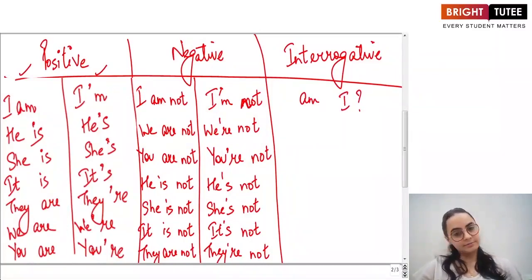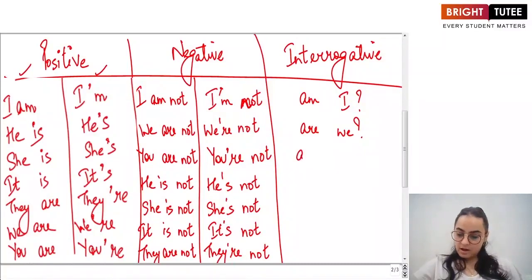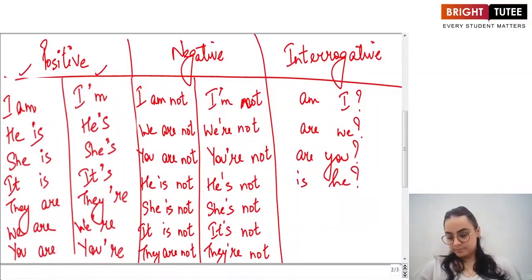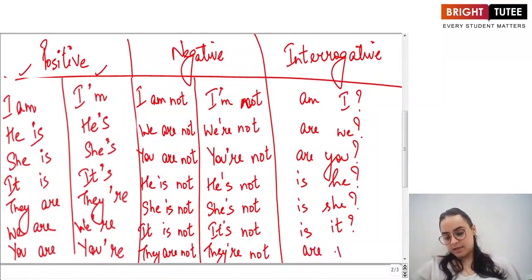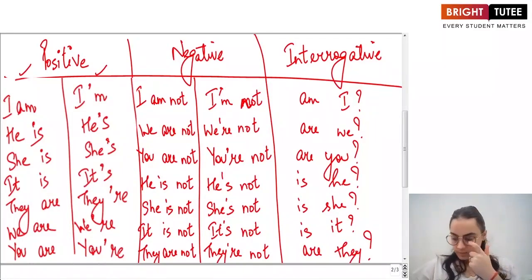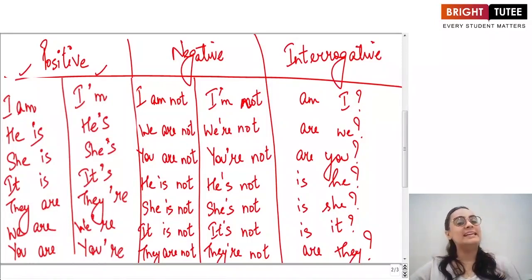Talking about the interrogative sentences. Am I? Are we? Are you? Is he? Is she? Is it? Are they? So this is how the structure is going to be in case of an interrogative sentence.